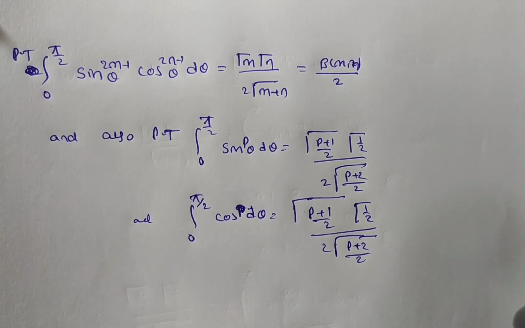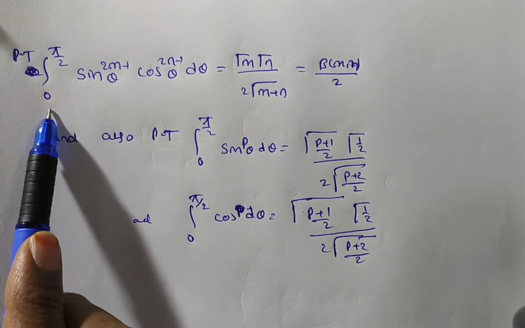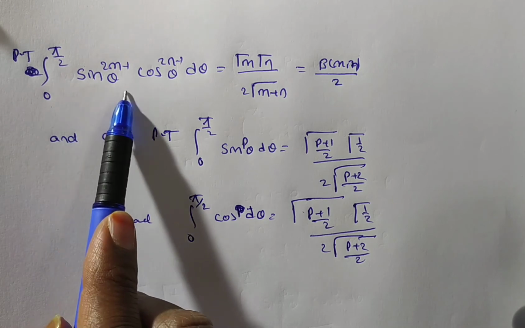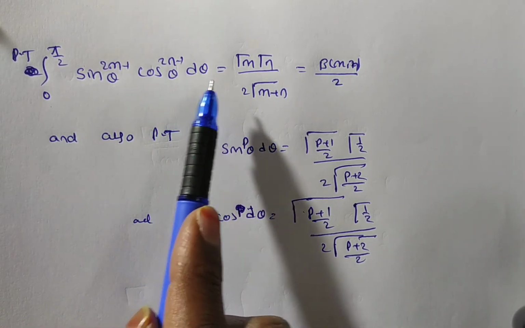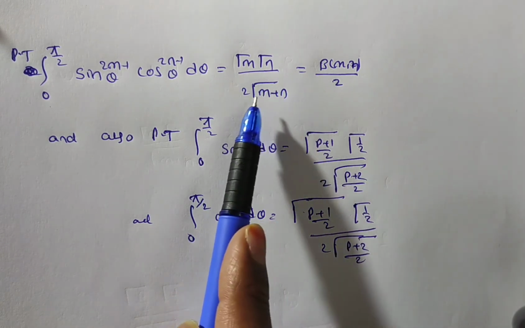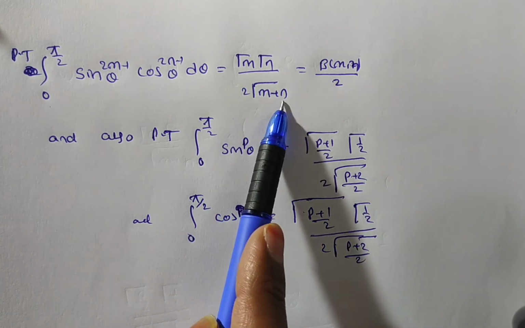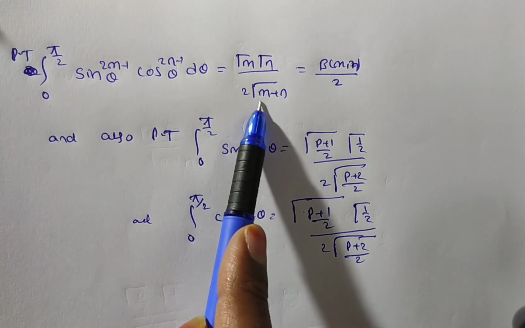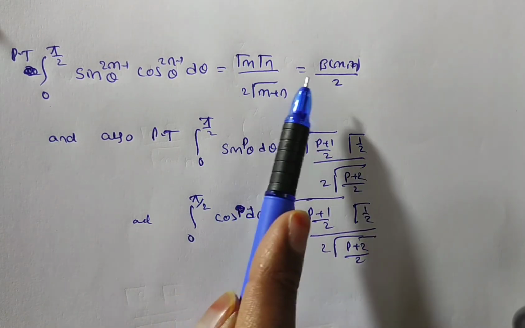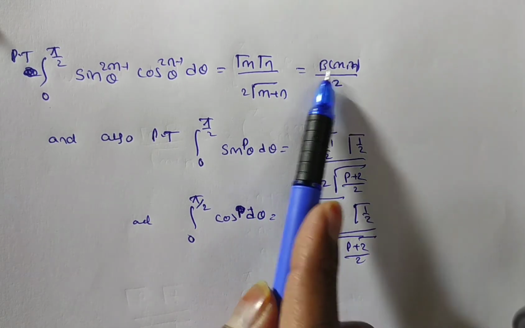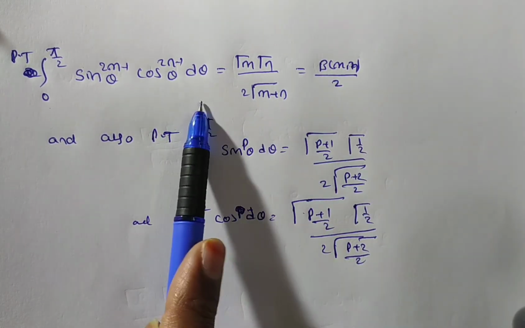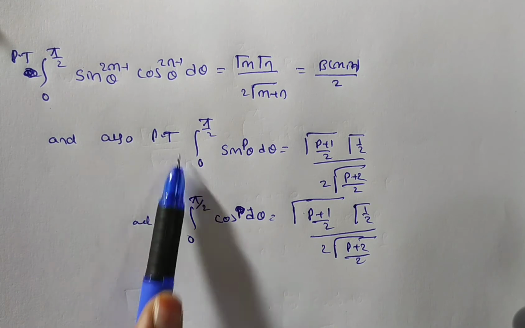Hi friends, the given problem is the integral from 0 to pi by 2 of sine to the power of 2m minus 1 theta cos to the power of 2n minus 1 theta d theta is equal to gamma m gamma n by 2 times gamma of m plus n. Friends, you know that gamma m gamma n by gamma of m plus n is the relation for beta of m comma n. Yes or no? So it is beta of m comma n divided by 2. From this we have to find these two values.